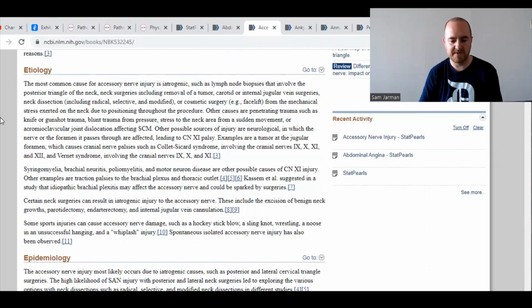Other possible sources of injury are neurological, in which the nerve or the foramen it passes through are affected, leading to cranial nerve 11 palsy. Examples are a tumor at the jugular foramen, which causes cranial nerve palsies, such as Collet-Sicard syndrome, involving cranial nerves 9, 10, 11, and 12, and Vernet syndrome involving cranial nerves 9, 10, and 11.